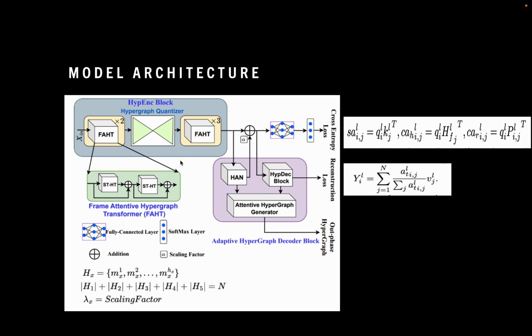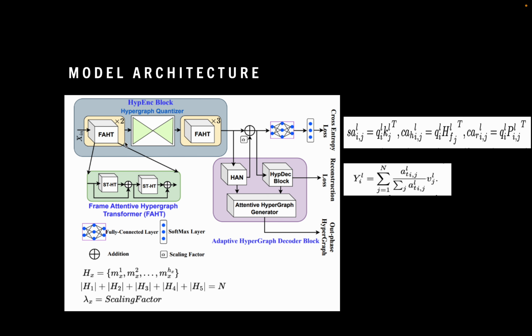And this is our model architecture. Our model contains two blocks, the hypergraph encoder block, which is mainly responsible for learning those representations which are relevant for classification. We have a hypergraph quantizer block in between, in the hypergraph encoder block only, which is responsible for generating a hypergraph which is going to be input dependent. And we have a hypergraph decoder block. We're going to talk about this decoder block in further slides.